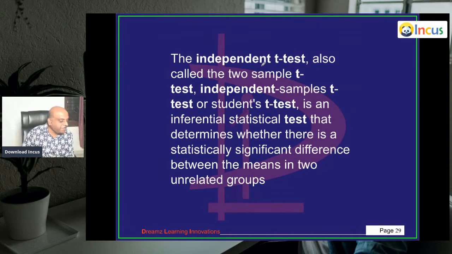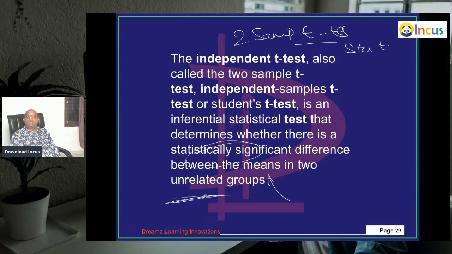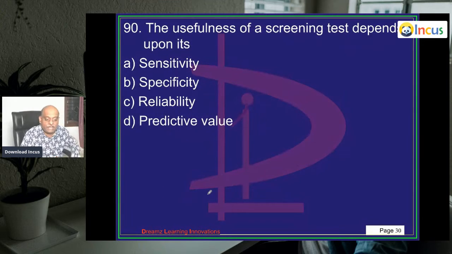The independent t-test, what is its other name? Two sample t-test, otherwise called student t-test. It is the statistical test that determines whether there is any statistically significant difference between the means in two unrelated groups, is what you have to emphatically remember. The usefulness of the screening test depends upon its sensitivity.